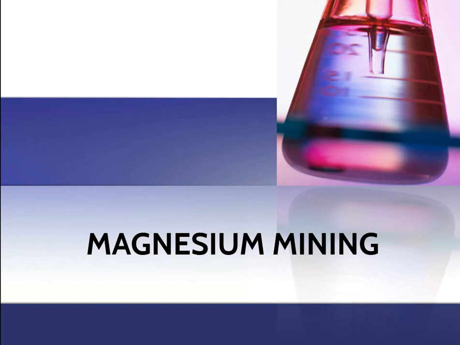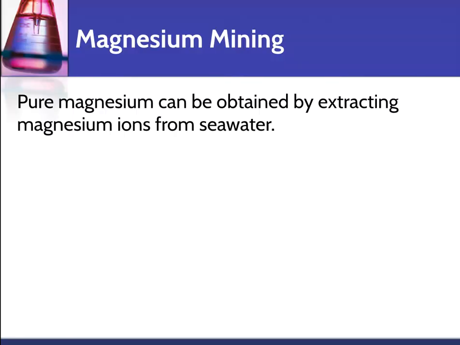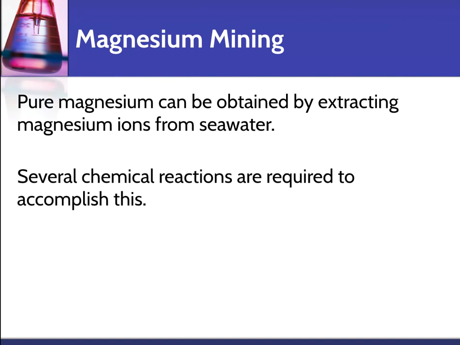In this lesson, we're going to talk about magnesium mining and look at the process through which pure magnesium metal is produced from the magnesium that's found in seawater. Within seawater, there are magnesium ions, and by extracting those ions from the seawater, they can be converted into pure magnesium metal. Several chemical reactions are required to accomplish this.